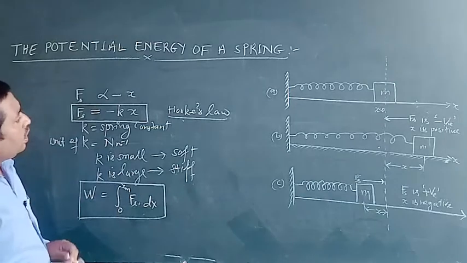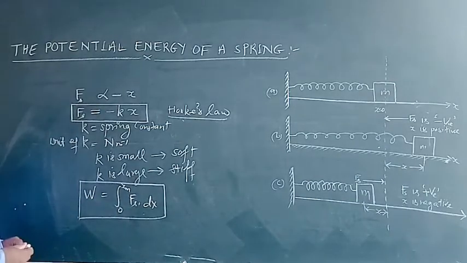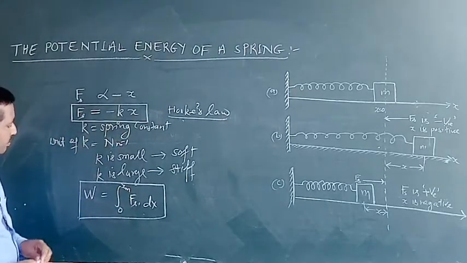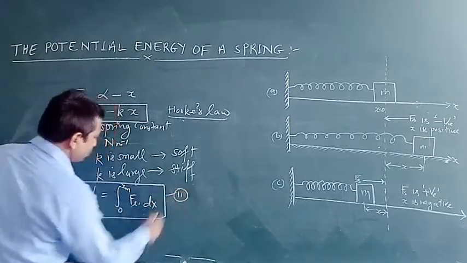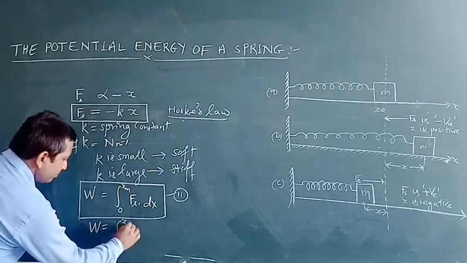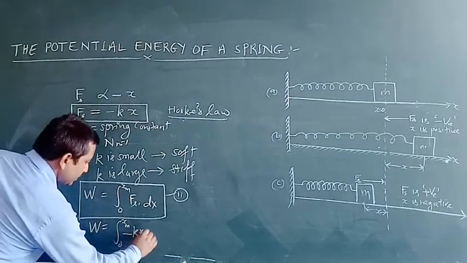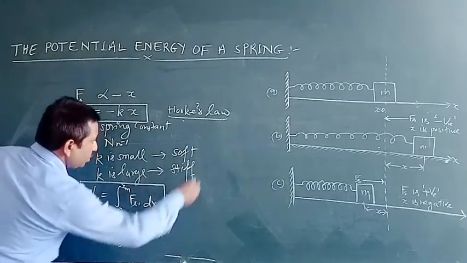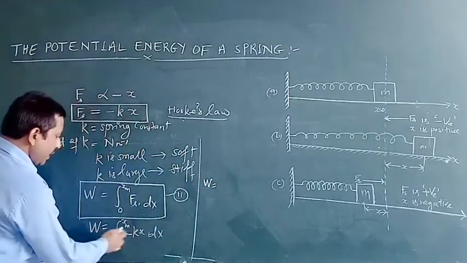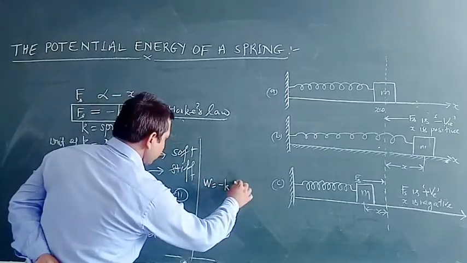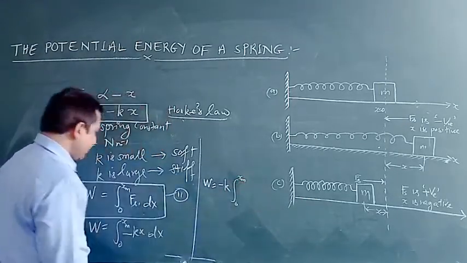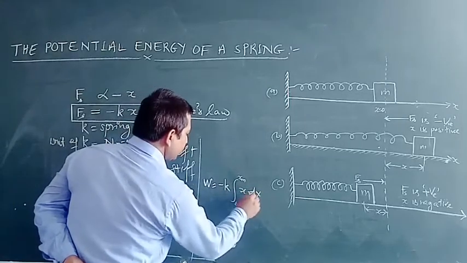Okay, so now if we put the value of this Fs from this equation, suppose that this equation is equation number 2, then we get W is equal to the integration from 0 to xm of minus kx dx. So from here we get W is equal to minus k, which can be outside the integration, the integration from 0 to xm of x dx.